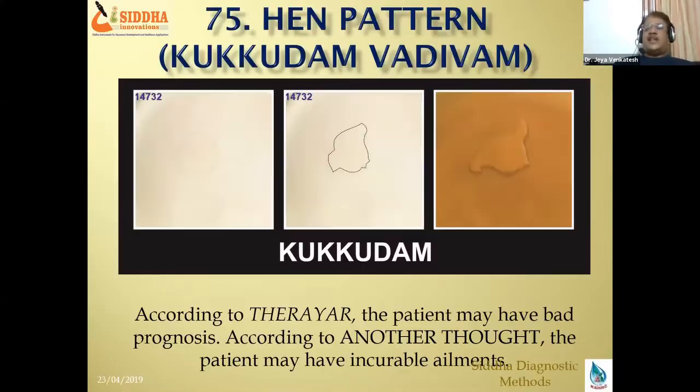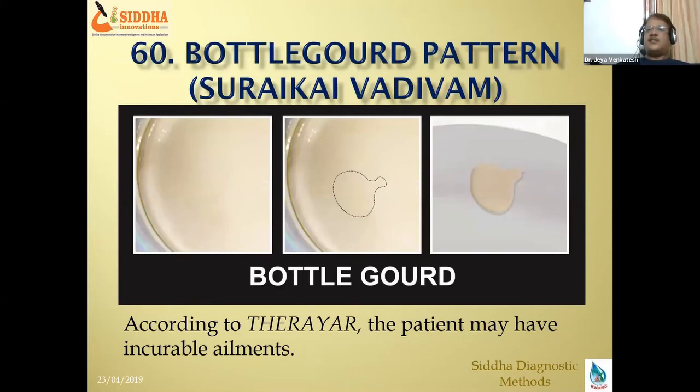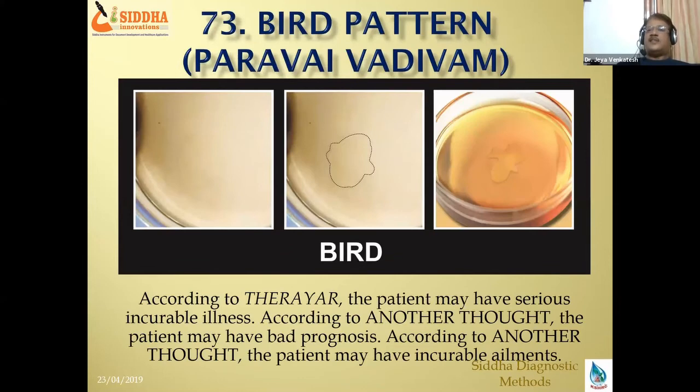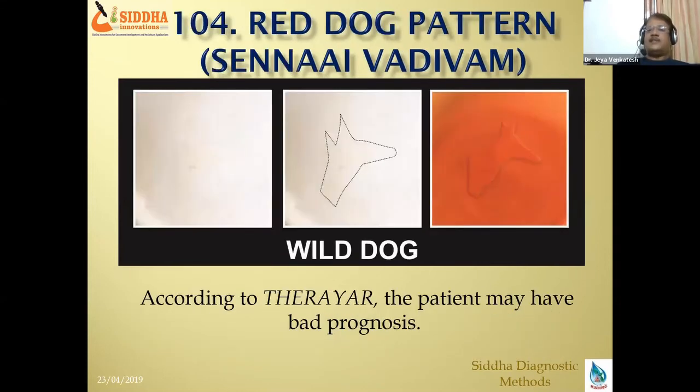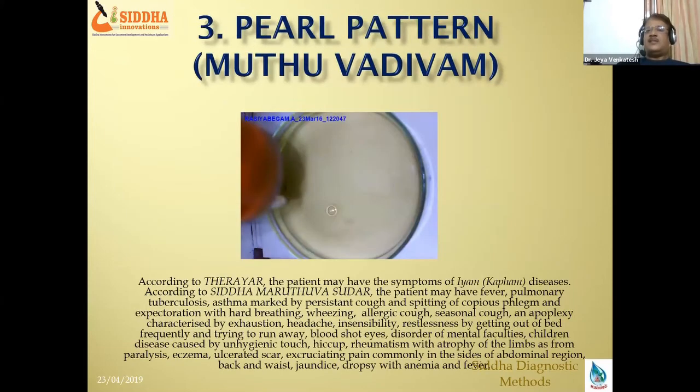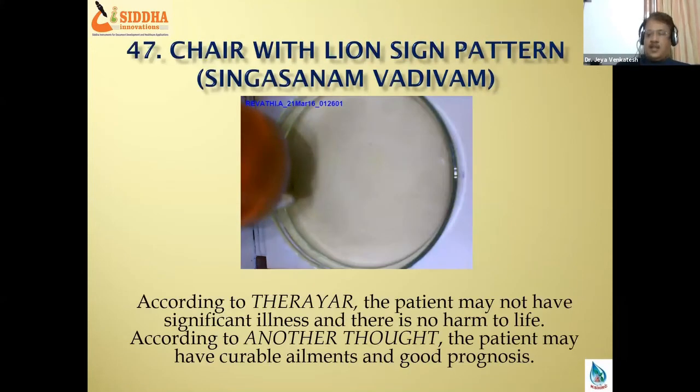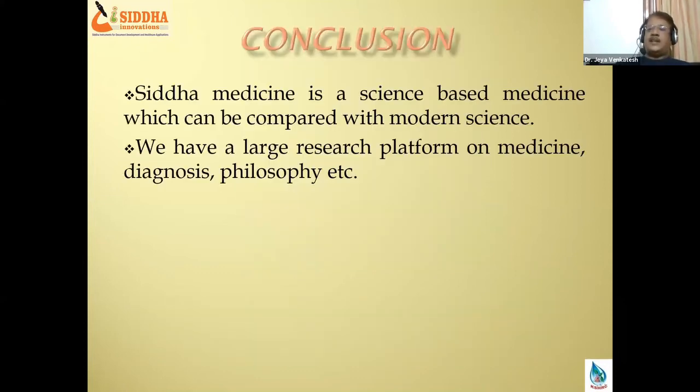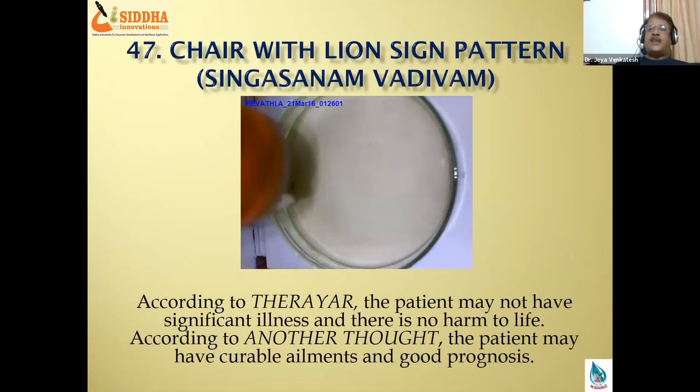Apart from pulse reading, there is Naikuri. One drop of gingelly oil is put on the urine surface. The pattern obtained can be compared with parameters already told by the Siddhas. That is the hen pattern, bottle gourd pattern, the bad pattern in urine diagnosis, the banyan leaf pattern, the dog pattern, the ring pattern, and the chair with lion sign pattern. These are some types of patterns received in Naikuri analysis.